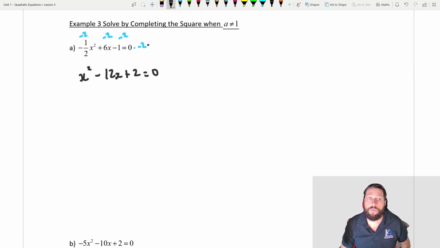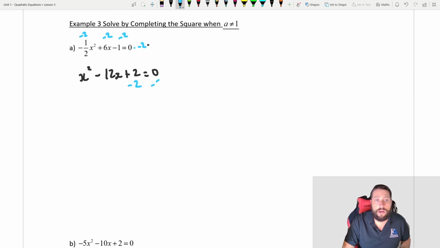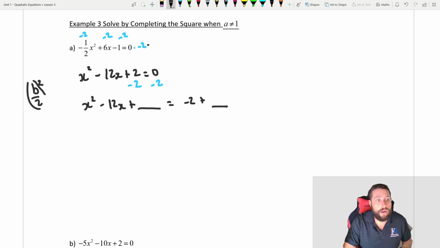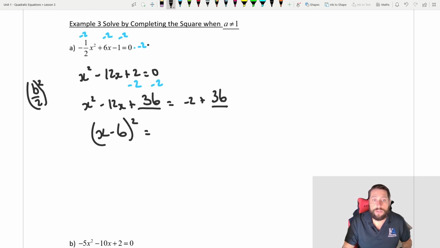Okay, so we're going to complete the square. So we're going to move the 2 over. Okay, so let's subtract 2 from both sides. So we have x squared minus 12x plus blank is equal to negative 2 plus blank. That blank again, I'll write it again, b over 2 squared. Okay, negative 12 divided by 2 is negative 6. Negative 6 squared is 36. Okay, so it's 36. So that means that this is going to be x minus 6 squared equals, well, negative 2 plus 36 is 34.